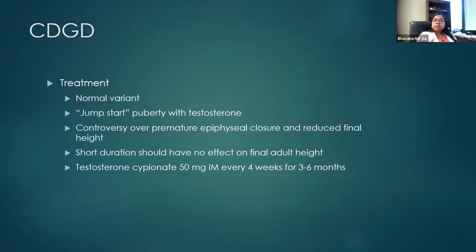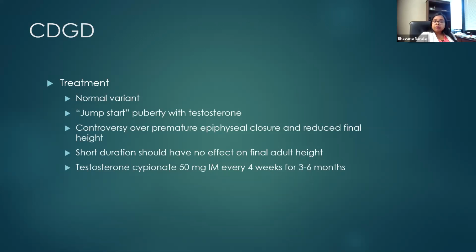So treatment for this, it takes a lot of reassurance. These parents and kids are usually very upset that they've still not started puberty. We can go ahead and do a jump start with testosterone, especially if it's a 14-year-old, 14 and a half, and has had no signs and all his peers are growing and going through pubertal changes. I think that it's very reasonable to treat them with a short course of testosterone.